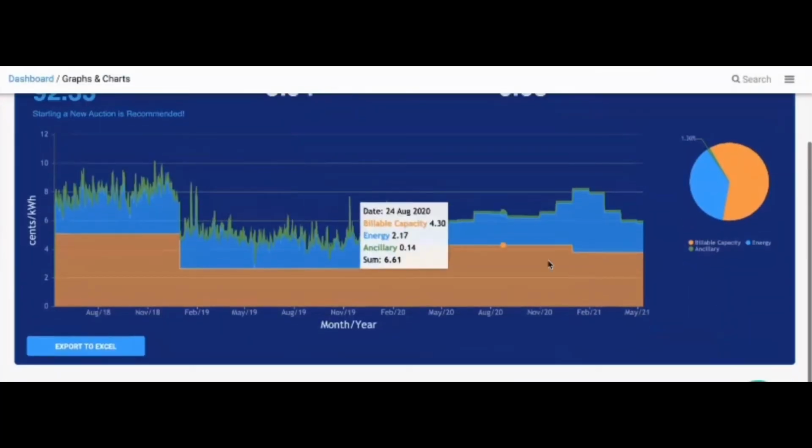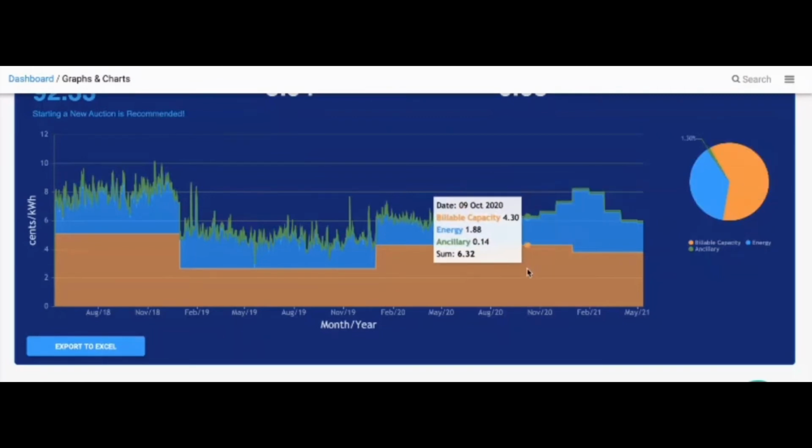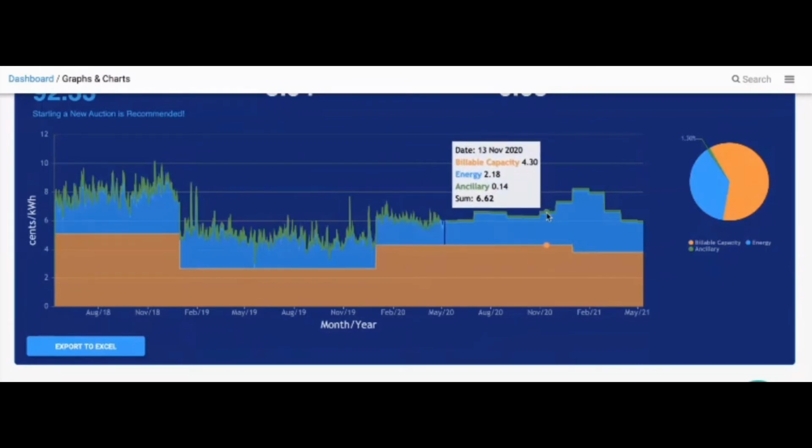If you look at this chart again, you see energy, the blue, the billable capacity, the orange, and you see ancillary, the green. Energy only means that you already got the number for energy, but everything other than energy should be projected. So the orange, the billable capacity, and the green should be projected.